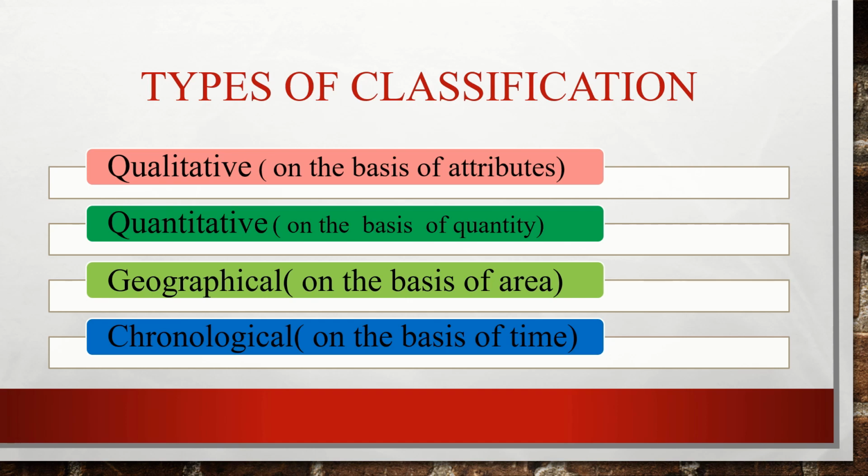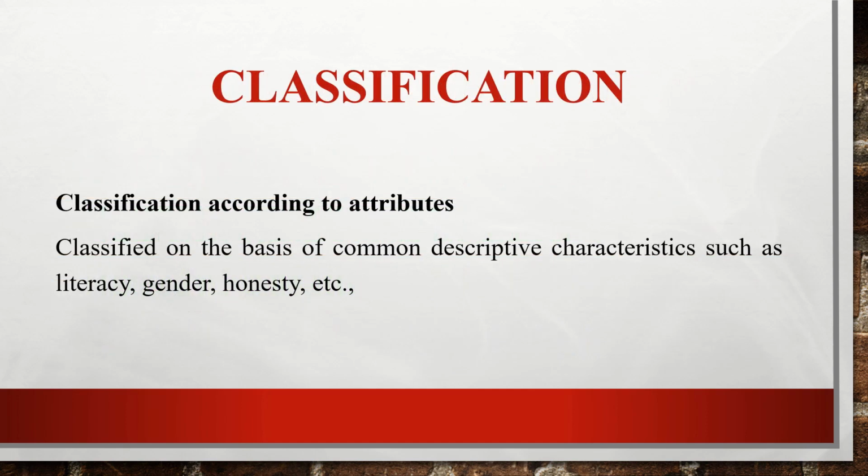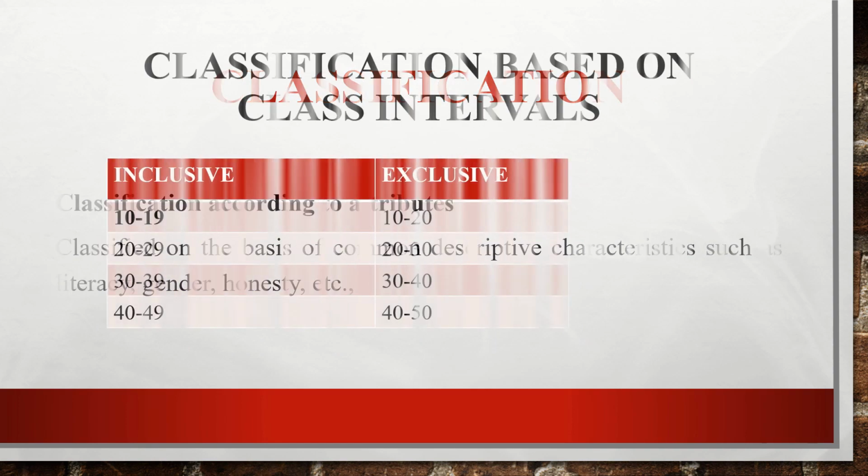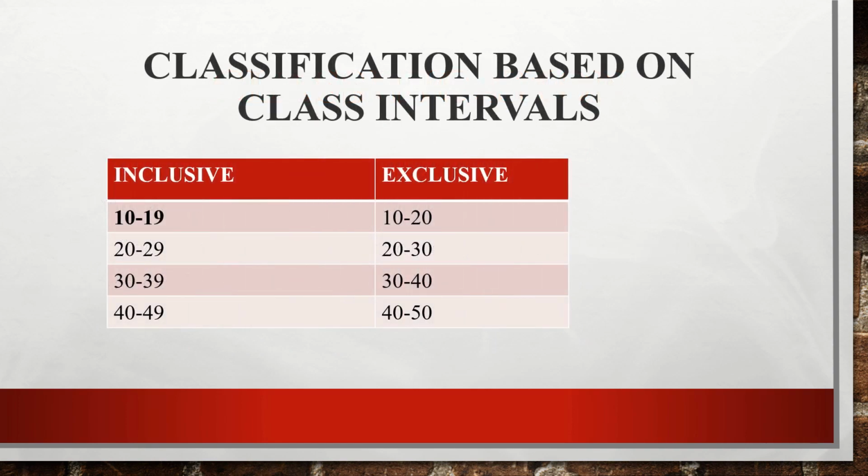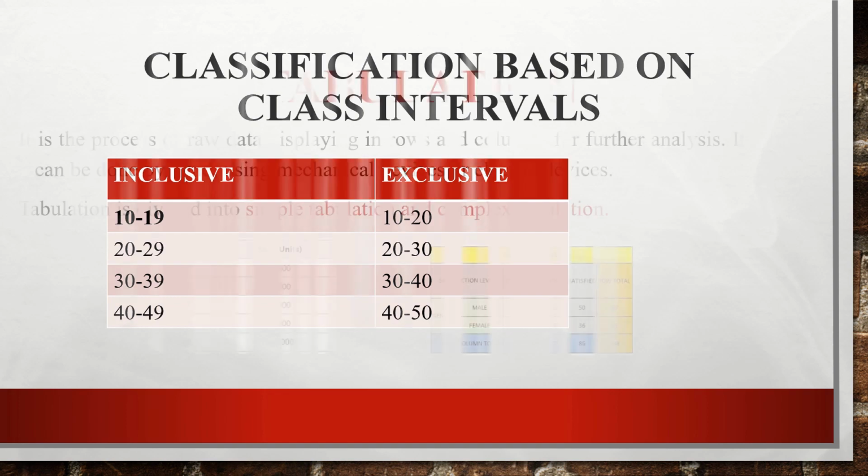Speaking about chronological classification, it is done on the basis of time. For example, we can say the data of last 5 years, the expected sales of next few months. It's a chronological classification. This classification can also be done on the basis of class intervals, that is in a continuous series. For that we can use both inclusive and exclusive classes.